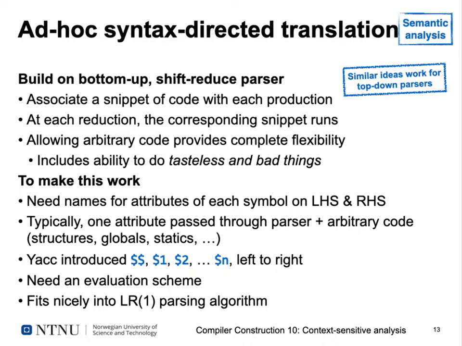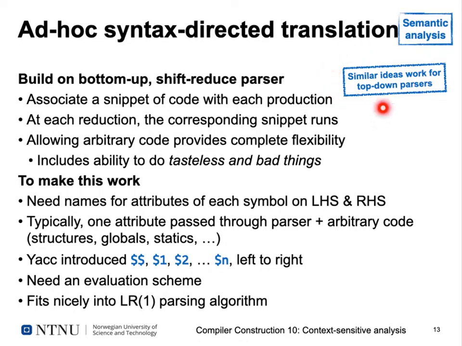So let's now look at an extended example here to build an ad hoc syntax-directed translator. To do this, we build on a bottom-up shift-reduce parser. We assume that we can associate a snippet of code with each of the productions we have in our grammar here. At each reduction, the corresponding snippet would actually be directly executed, and we would allow arbitrary code to provide complete flexibility here. So this would include the ability to do things that are usually not quite the right thing to do inside of a compiler.